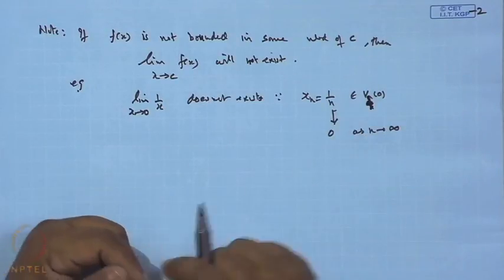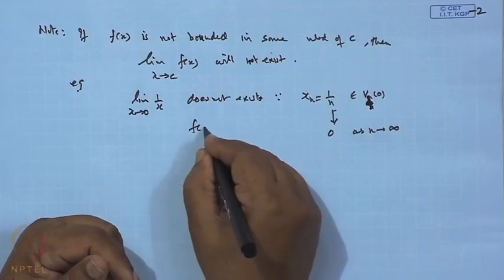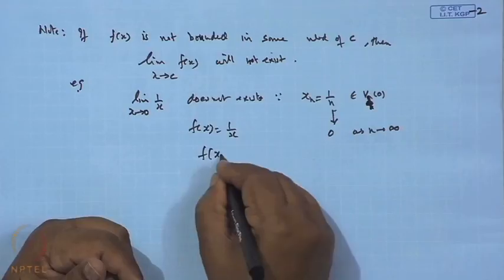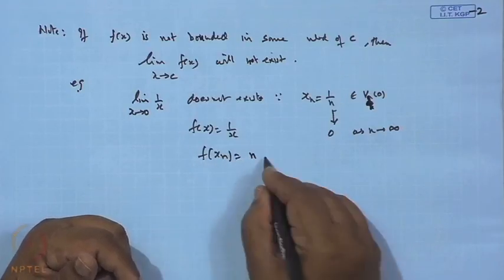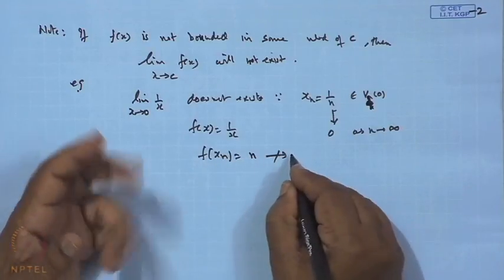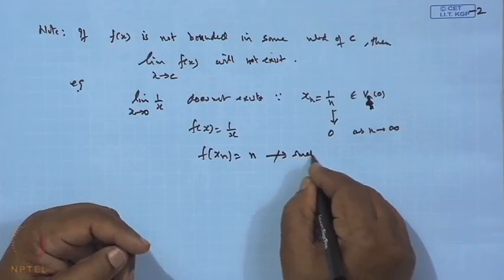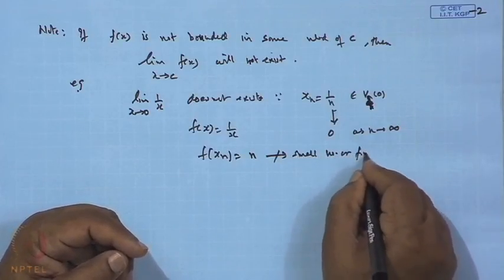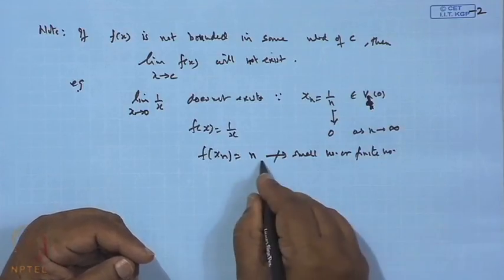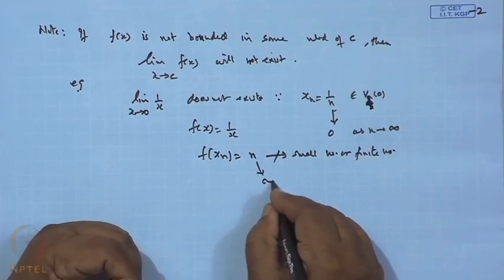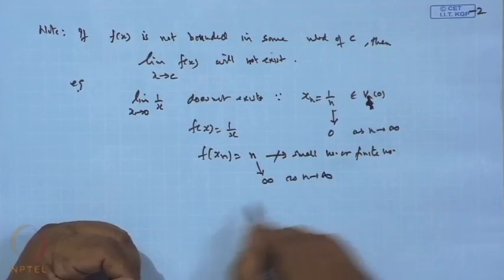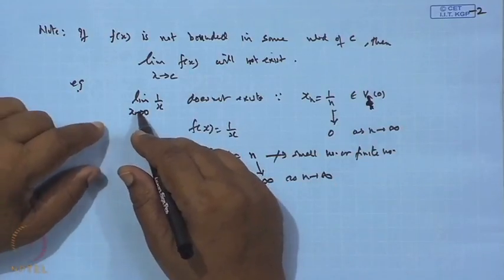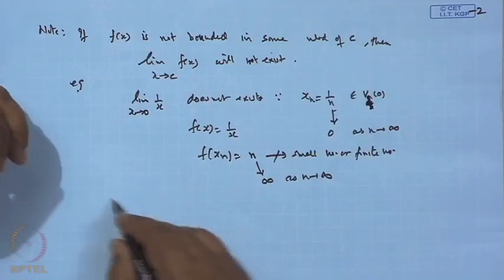But what about the function? The function f(x) is given to be 1 by x. So, what is the functional value? The functional value comes out to be n, which does not go to a smaller quantity or any finite number. In fact, it goes to infinity as n tends to infinity. So, the limit does not exist, but this can also be justified from here.